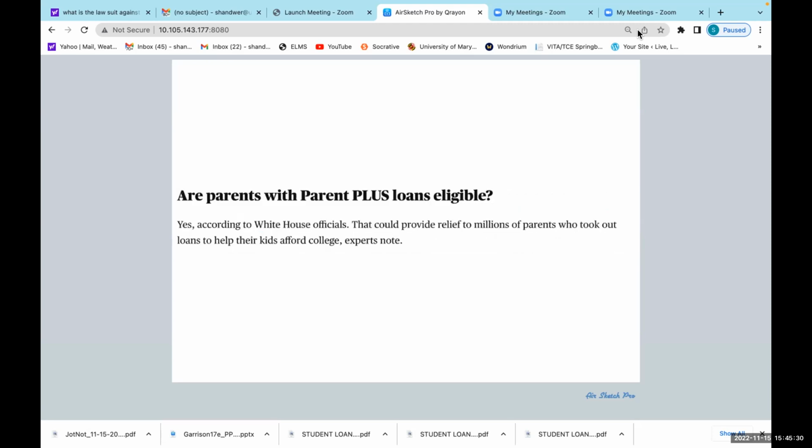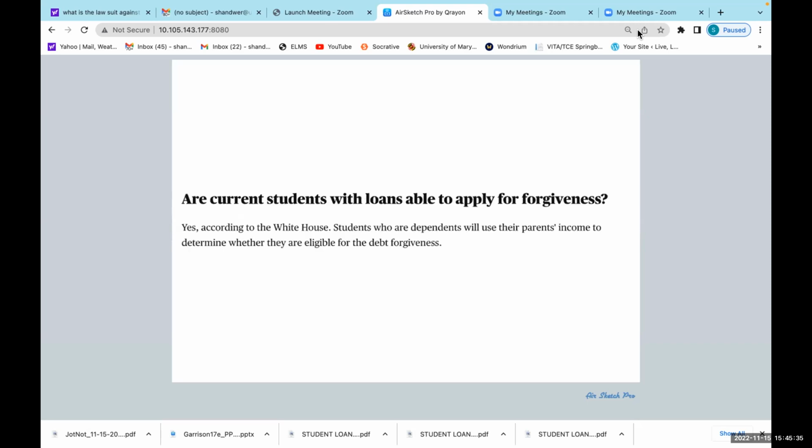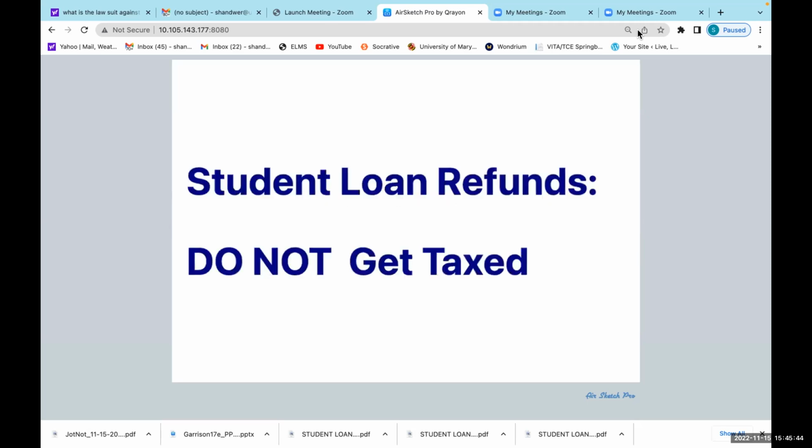Are Parents Plus programs eligible for forgiveness? Yes, they are. Are current students able to apply for forgiveness? Yes, they are. Once it reopens, if it does, if you're a current student, you can still get that. Student loan refunds do not get taxed at the federal level. So this is the IRS. They are not going to tax that. It's under statute. All loan forgiveness programs until 2026 are tax-free up to 2026.